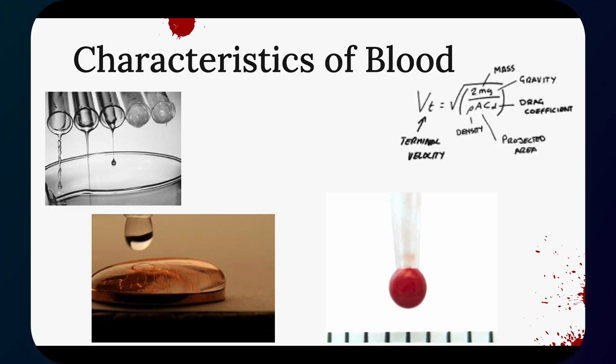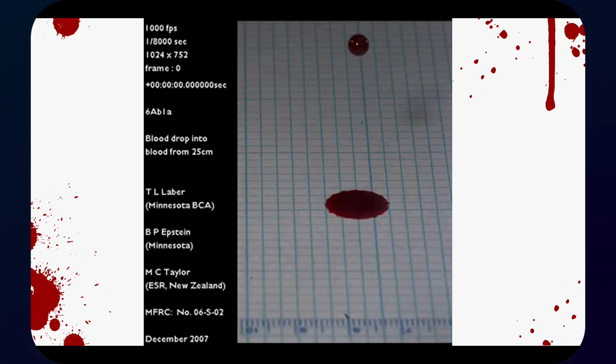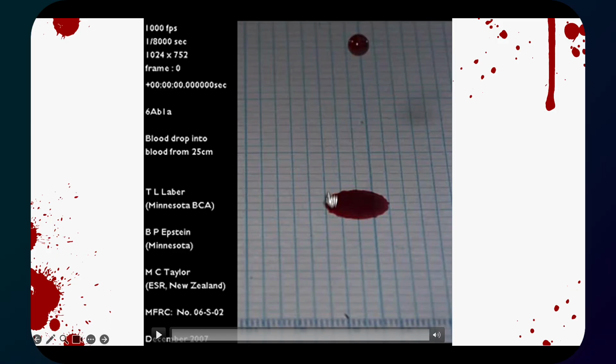Another characteristic is surface tension. That's the ability of blood to stay as one mass. Surface tension enables blood droplets to maintain a sphere shape. Free-falling blood will fall as a small sphere, and you can see that in this picture here. And then the drop is going to form a circle as it hits the surface. And the size of that circle that it makes depends on the speed of the blood drop.